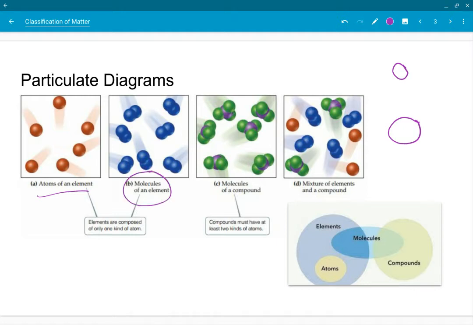Now, molecules of an element, notice these have been bonded together. So it's two circles together, and I want you to realize that HOFBrINCl, F2Br2, I want you to know this phrase well. What this means is hydrogen, oxygen, fluorine, bromine, iodine, nitrogen, and chlorine. These are diatomic molecules, meaning they like to bond to themselves. And so it would look like that picture of letter B.